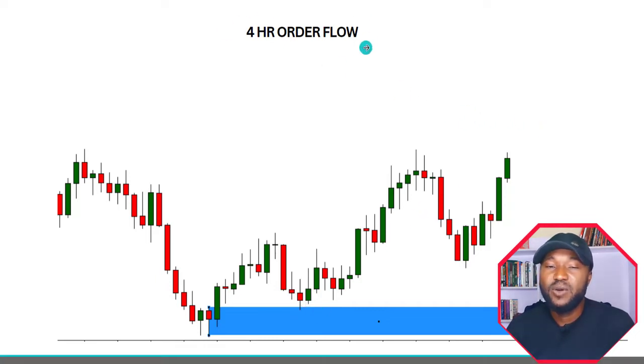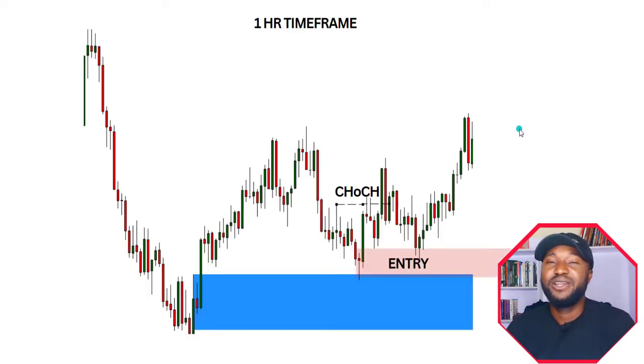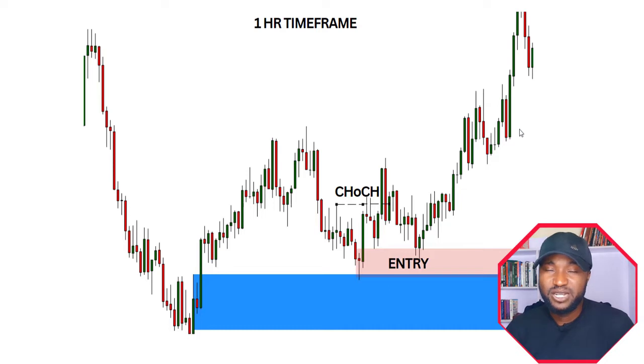This is a 4-hour order flow. Don't forget, it is our time frame of analysis. Then we jump to a lower time frame, that is our 1 hour. That is our time frame of entry. Look at it. The retracement we saw, a lower low, lower high, lower low, lower high, and then we could not make any lower low. But instead, we had a change of character.